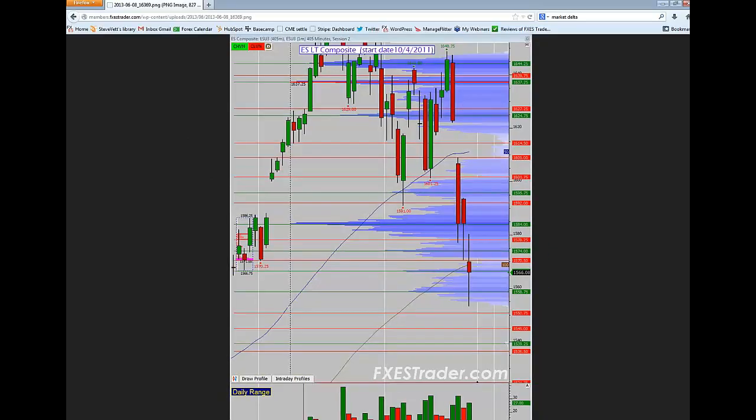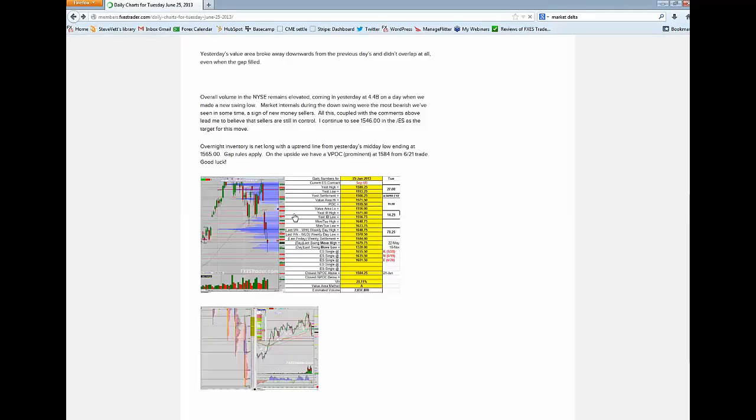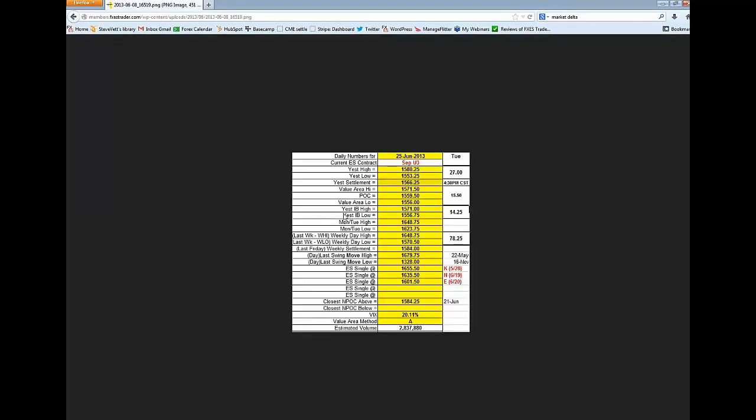I also walk through the actual numbers for the next day. So you can see for the June contract, we go through the value area highs. We post what's called singles. These are places where other time frame players are present.